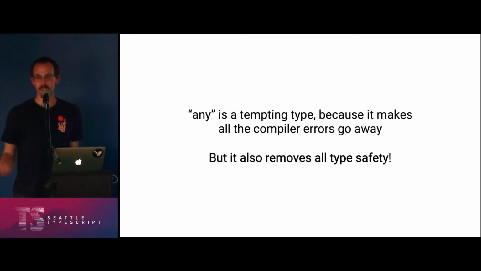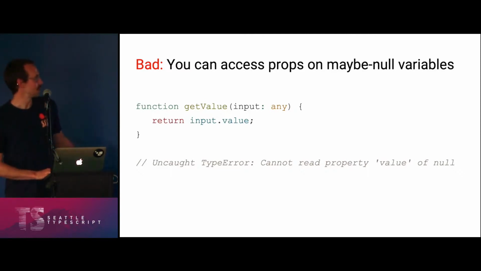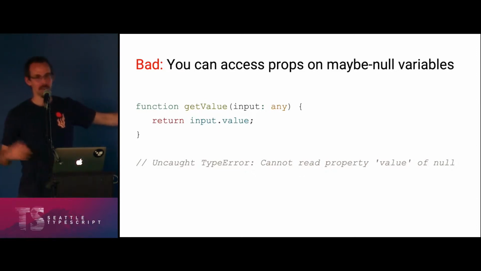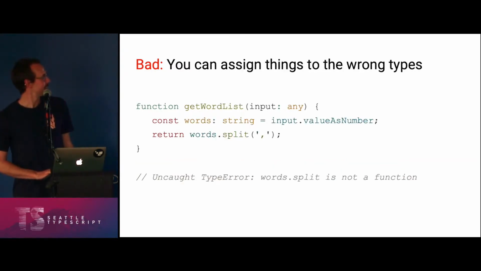It also removes all type safety and basically brings you back to square zero. It's bad when you use any. You could do something like take an input value in a function and do input.value without knowing if it's null or not. And bam, you could get a type error, cannot read property value of null.